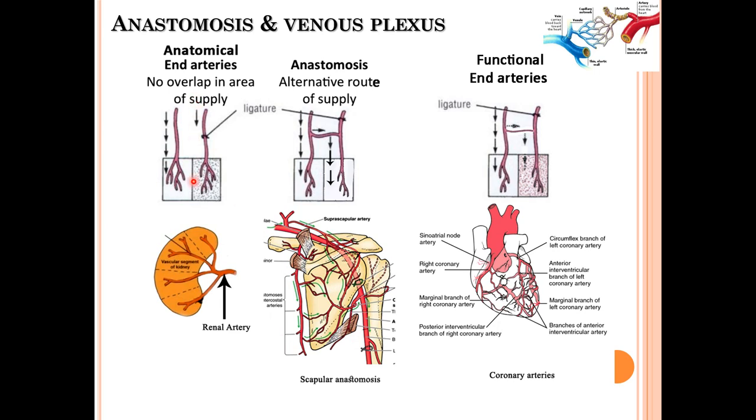Anatomical end arteries, an example of anatomical end arteries is the renal artery, شريان الكلية. تلاحظ هنا شريان الكلية ده ينقسم إلى عدة فروع. And there is no communication whatsoever between these branches. So if this artery, for example, becomes blocked, this area which is supplied by this artery will die and has to be removed. The third type of communication between arteries, it's between this and this.